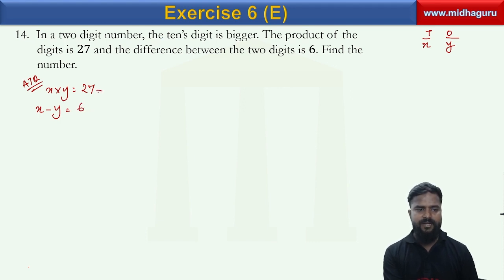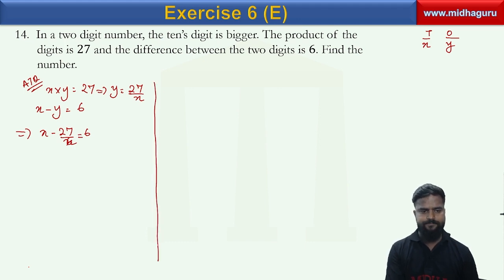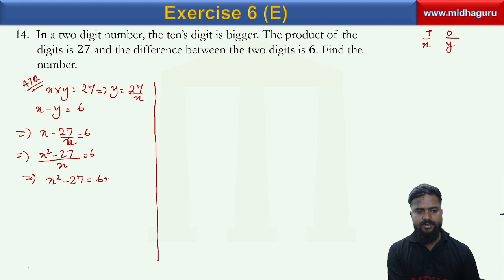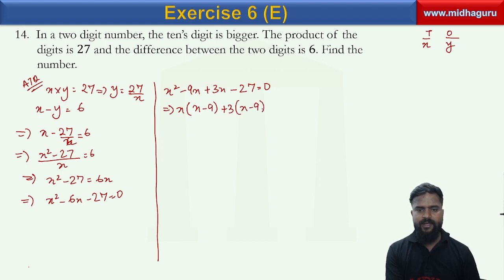From x into y, we will deduce that y is equal to 27 by x. So we'll substitute this value into this equation here. We'll get x minus 27 by x is equal to 6. So taking the LCM as x, we get x square minus 27 is equal to 6x. Now I bring 6x to this side, I get x square minus 6x minus 27 is equal to 0. Now I have to split minus 6x, so I'll split it into x square minus 9x plus 3x minus 27 is equal to 0. Taking x as common, I get x minus 9, and taking plus 3 as common, again I get x minus 9.